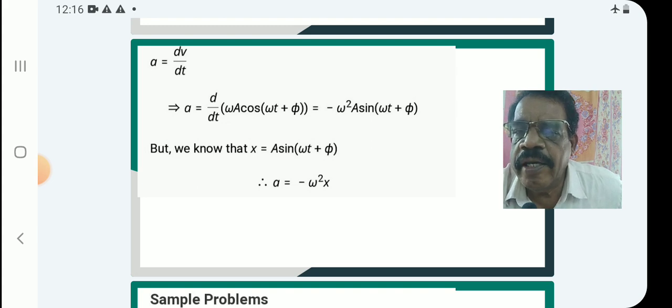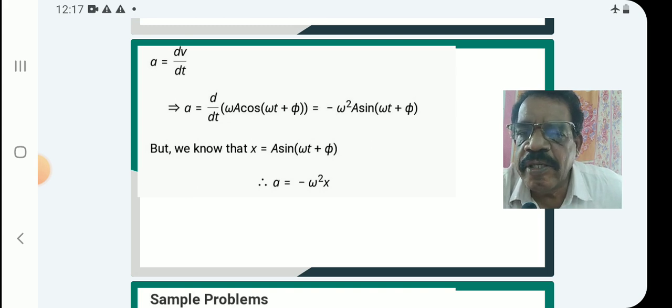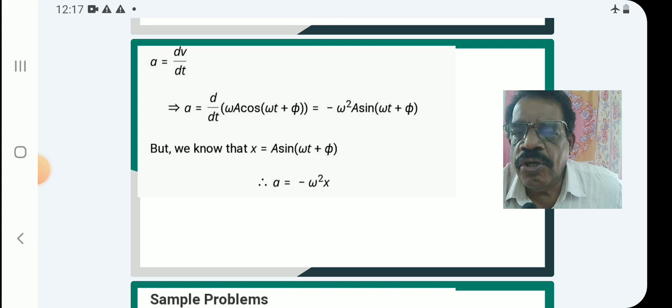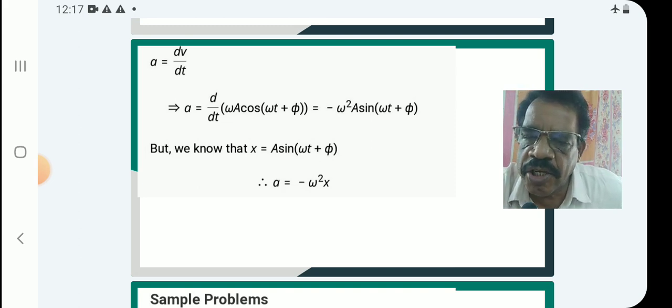Velocity is omega a cos omega t plus phi. Differentiating, as in the previous class we have seen, we get minus omega square a sin omega t plus phi. x is equal to a sin omega t plus phi. Therefore, acceleration we can write as minus omega square x. And this acceleration is maximum at the extreme position.